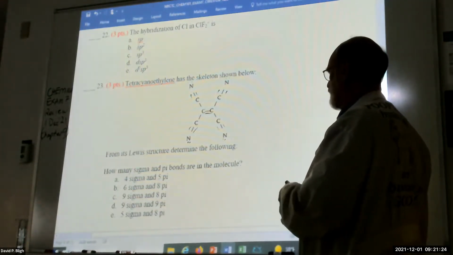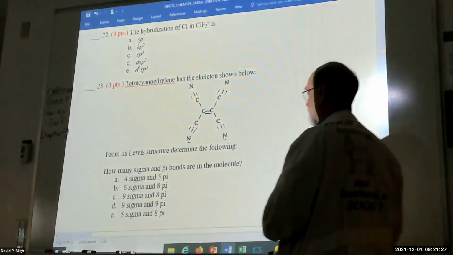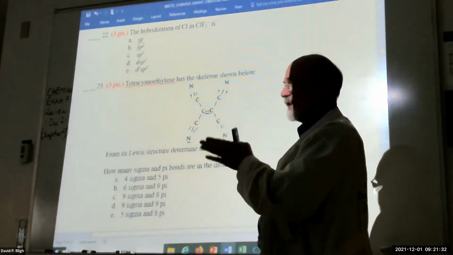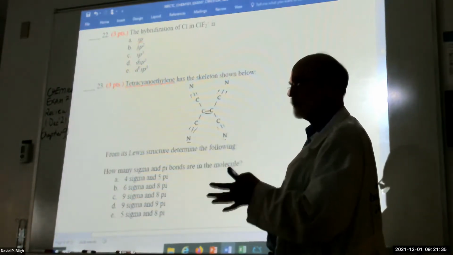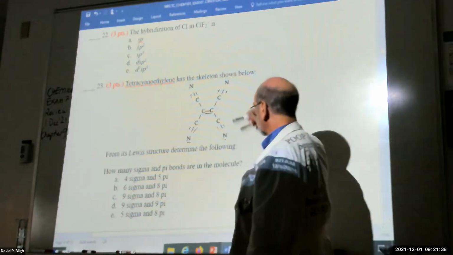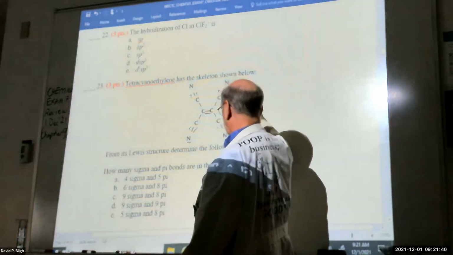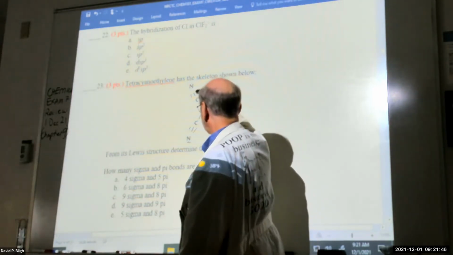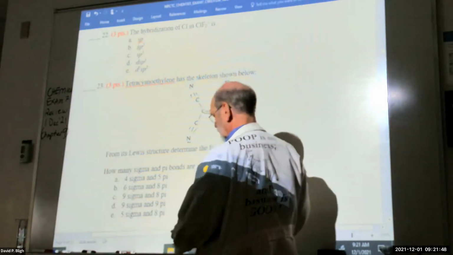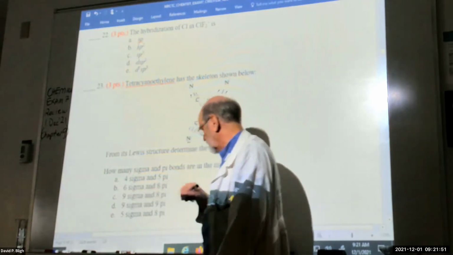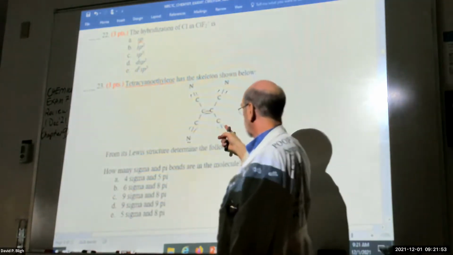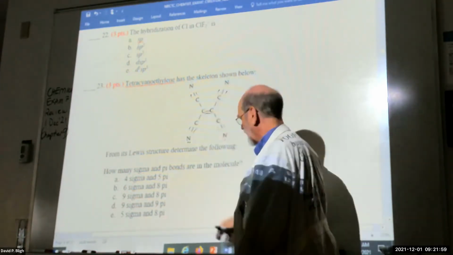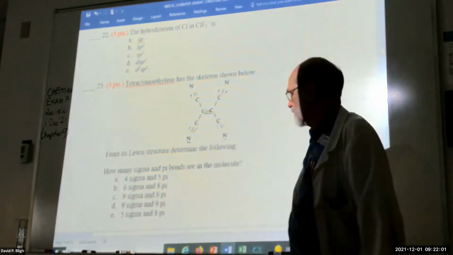How many sigma and how many pi bonds are in the molecule? We know you only have one sigma bond between two atoms, but you could have one or two pi's. So the sigma bonds here are just whatever we started with for the skeleton. It's 1, 2, 3, 4, 5, 6, 7, 8, 9. So 9 sigmas. Now how many pi's? Well, it's 1, 2, 3, 4, 5, 6, 7, 8, 9. 9 sigmas and 9 pi's. So D's your answer for that.